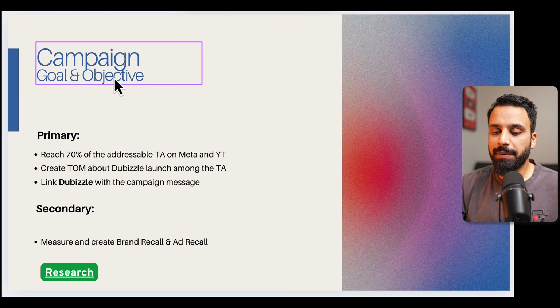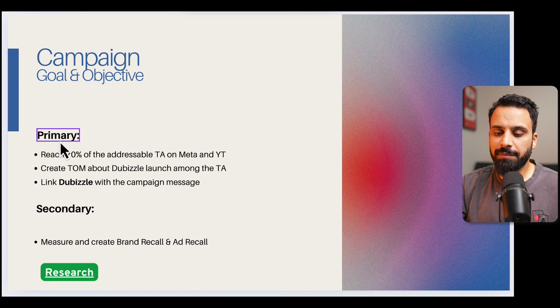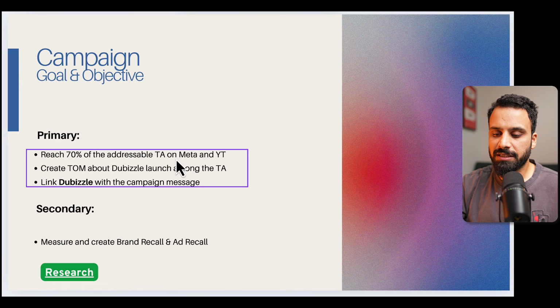Then we move to campaign goal and objective. Primary is to reach 70% of the addressable target audience on Meta and YouTube, create top of mind awareness about the Dubizzle launch among the target audience, and link Dubizzle with the campaign message. They said more than 60, so I assumed, okay, let's target 70 and see if they're okay with the budget.